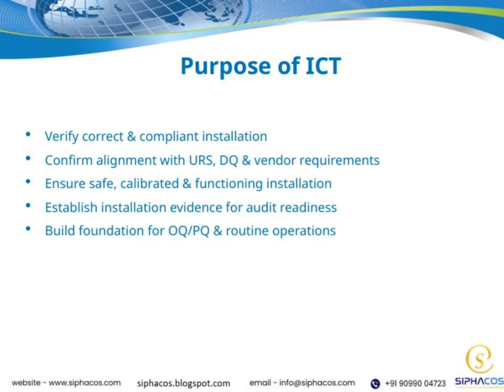Let's talk about the importance of verifying a correct and compliant installation. This step is crucial to ensure everything has been set up properly according to the required standards. We need to confirm that the installation aligns with the User Requirements Specification, or URS, as well as Design Qualification, DQ, and vendor requirements. This helps us make sure that everything is in accordance with what was specified at the outset. Next, we have to ensure that the installation is safe, properly calibrated, and fully functional. Safety cannot be compromised, and calibration guarantees the equipment operates within the desired parameters. Functionality checks help us identify any issues early on.